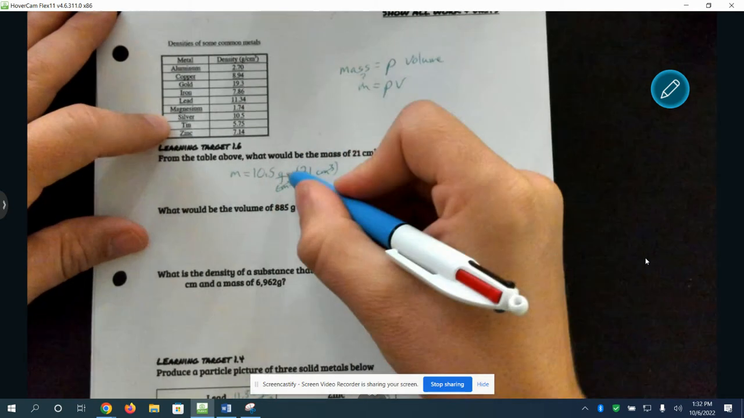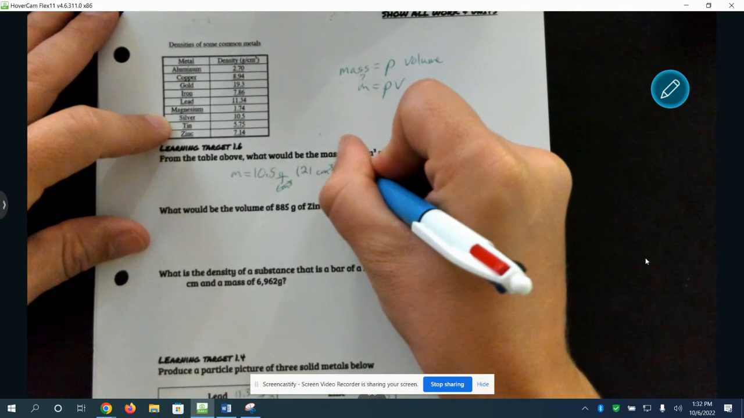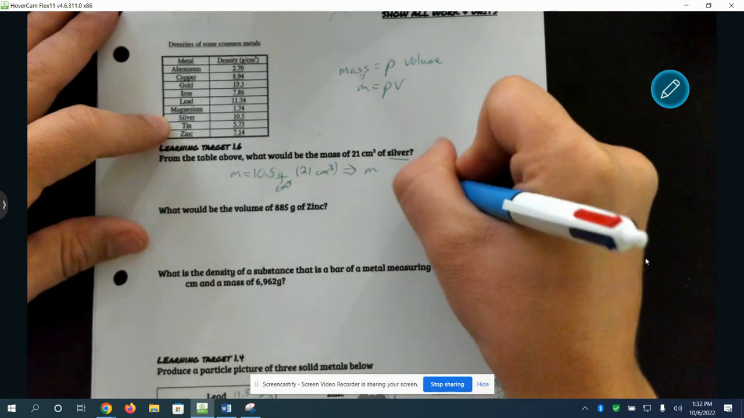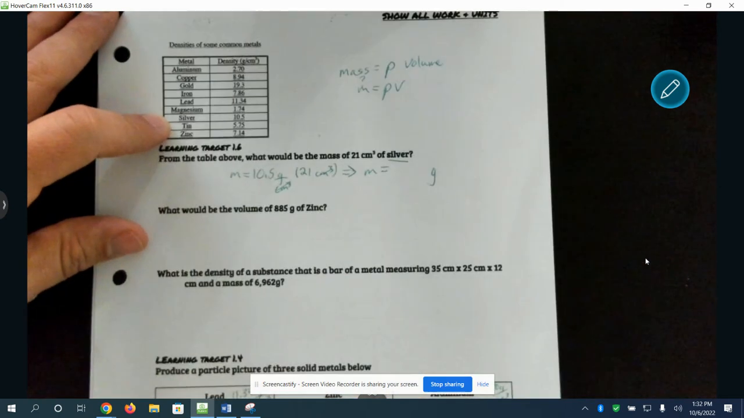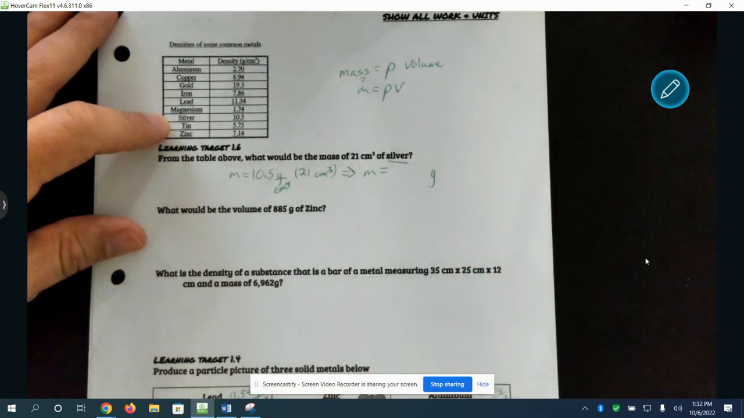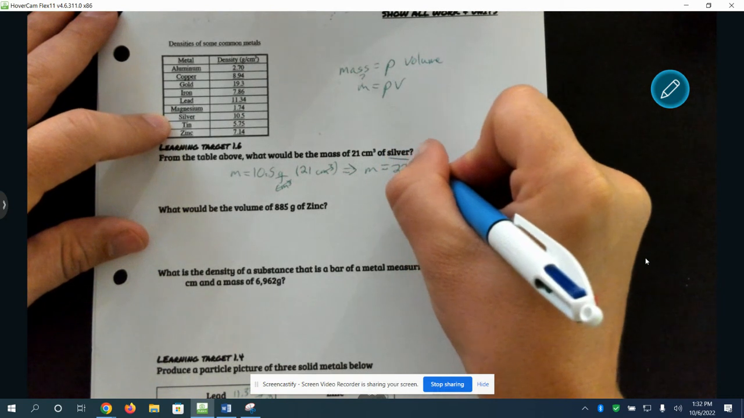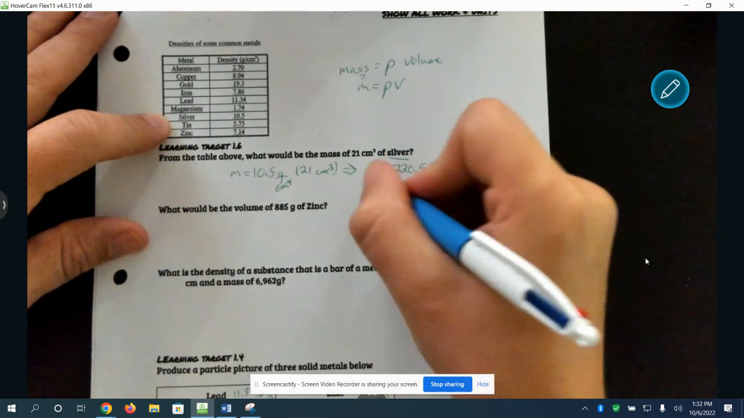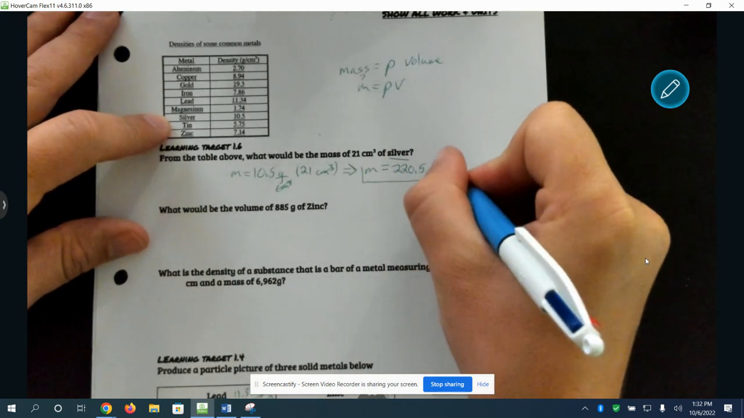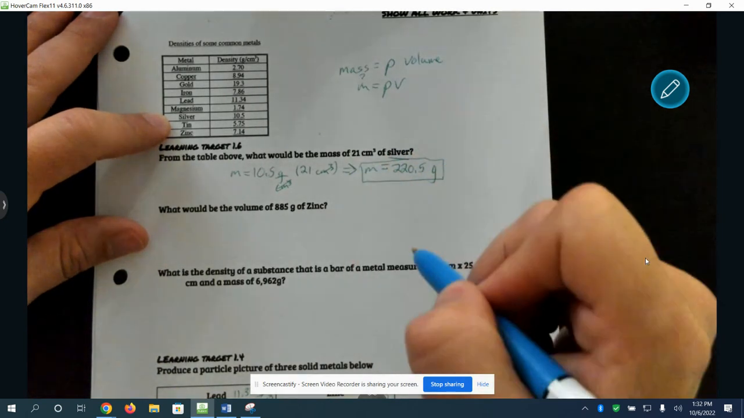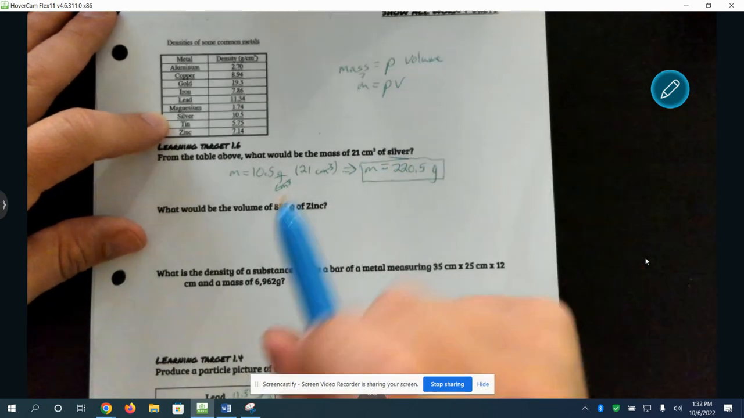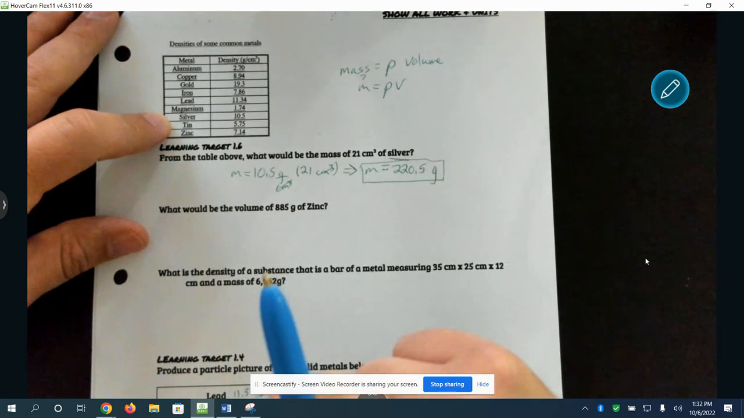So these are going to cancel. We're going to be left with the units of mass, which is grams in this instance. And we're just going to multiply it out. When I multiply those together, I get 220.5 grams. Or 220 if we're going to keep the right number of sig figs. But I'm going to be okay with this one.